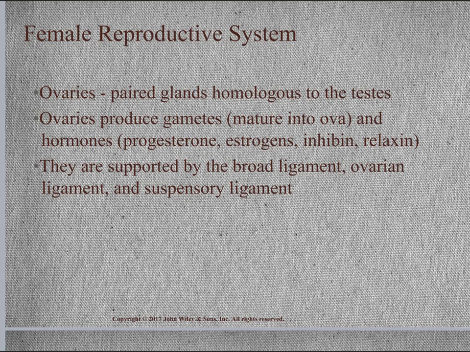Their job is to produce gametes. These are going to mature into your ova. And we have hormones that are responsible for kicking this process off, such as progesterone, estrogen, inhibin, and relaxin. The ovaries are supported by a ligament called the broad ligament, an ovarian ligament, and a suspensory ligament.